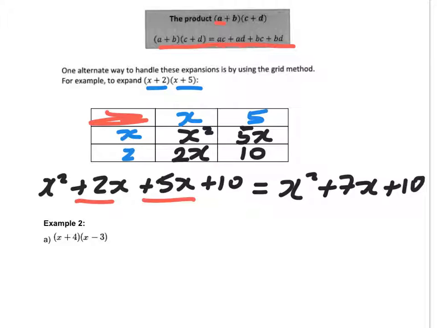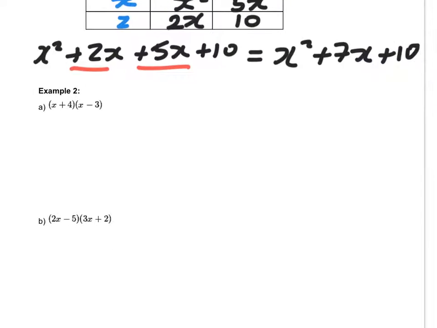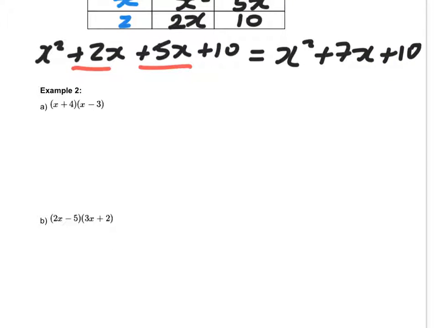Okay? And you can use that grid for all of these examples if you think you need to. But for some of us, we'll see that it's just quicker and unnecessary, really. For example, if you look at this one here, x plus 4 by x minus 3, I'm going to take this x and multiply it by each of these two things here. And then I'm going to take the plus 4 and multiply it by each of them.